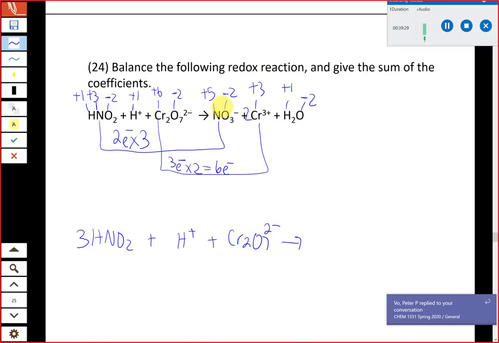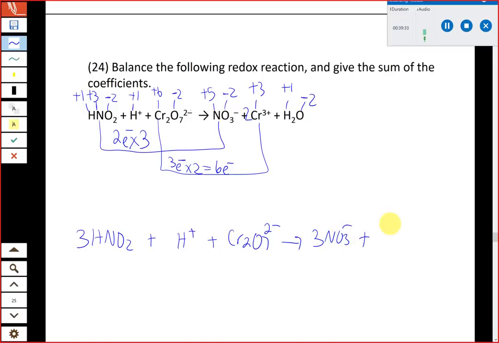And this one's going to have a coefficient of 3 also. And then Cr3+, we're going to keep that as a coefficient of 2. And then water, which we'll balance as one of our last things. And then the last step to completely balancing this is to balance water and H+.